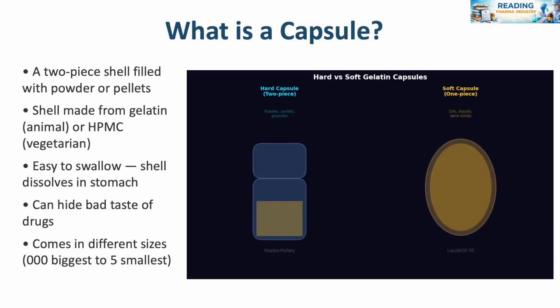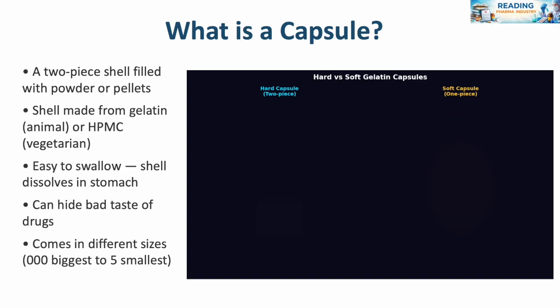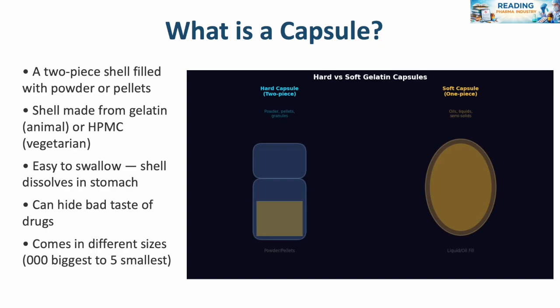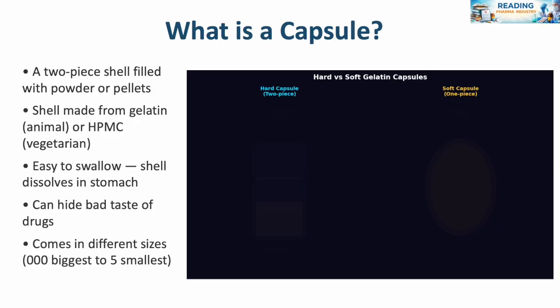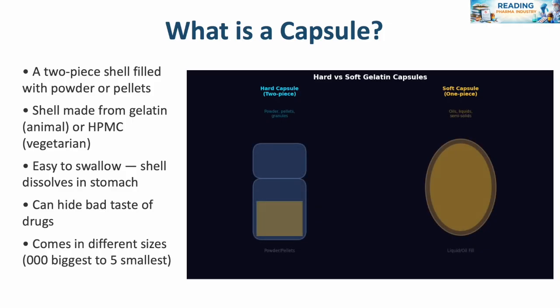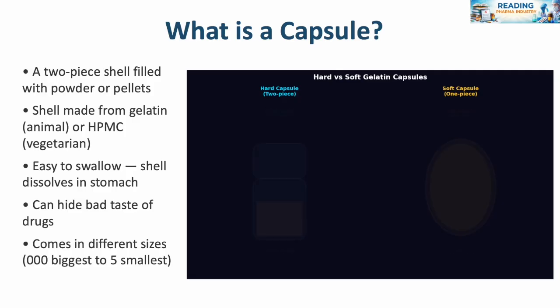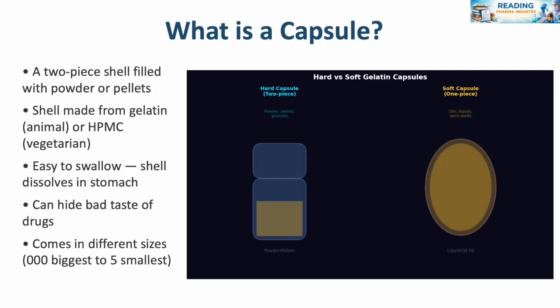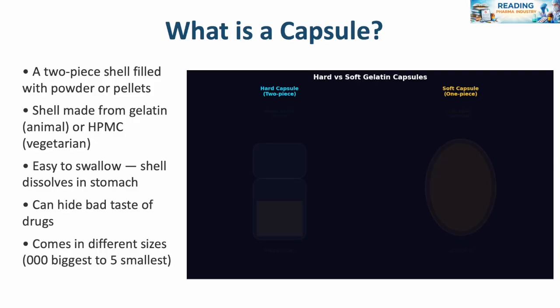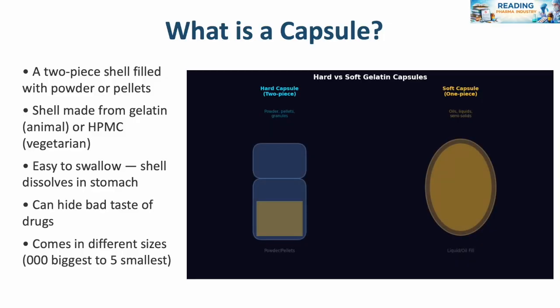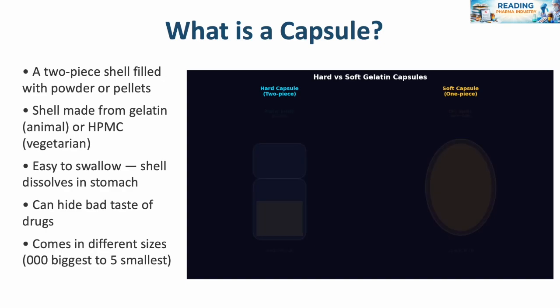So what is a capsule? There are two types of capsules, which are the hard gelatin capsules, and this is basically the two parts that we're all familiar with. And you could have soft capsules, which come as one part. This is often used for oils or other liquids or semi-solids. The most common one is the hard capsule, which is the two pieces. And this is filled with powders or pellets or granules.